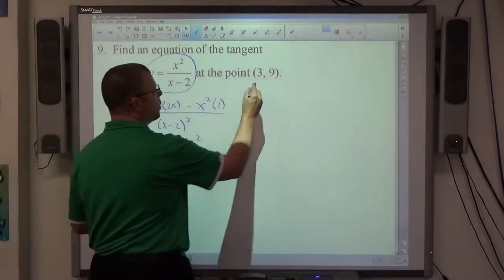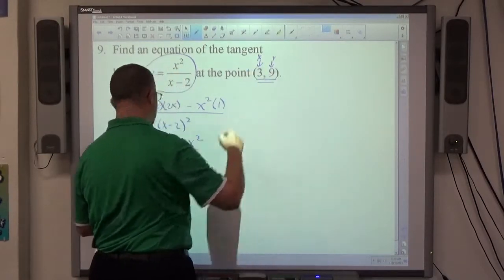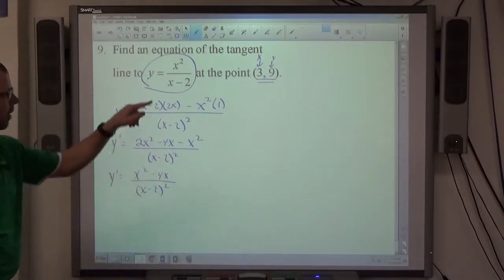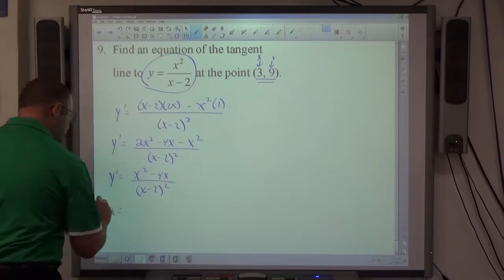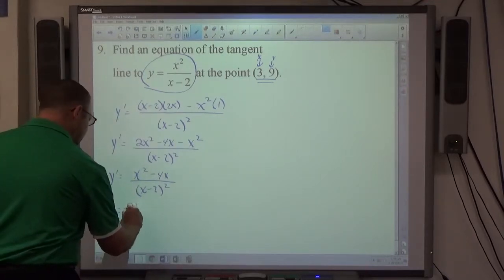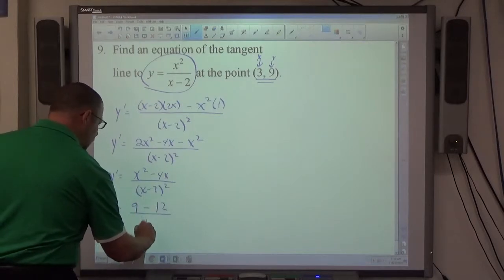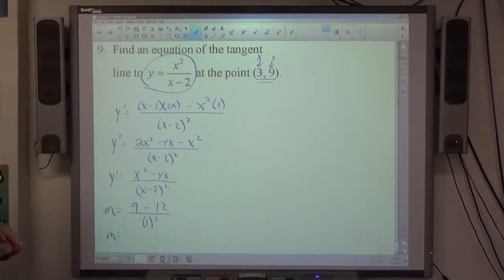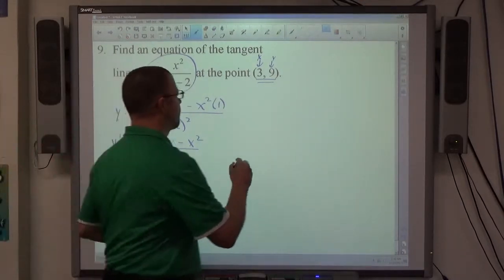The point of tangency is 3, 9. That's x equals 3 and y equals 9. As we can see in the slope formula here, y prime, the slope is a bunch of x stuff. So I take that 3, change all the x's to 3's. So the slope of this line that we're looking for is going to be 3 squared, which is 9. 4 times 3 is 12. 3 minus 2 is 1 squared. And 9 minus 12 is negative 3 over 1 is negative 3. So I have a slope of negative 3.